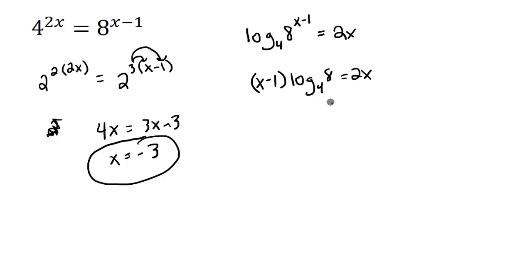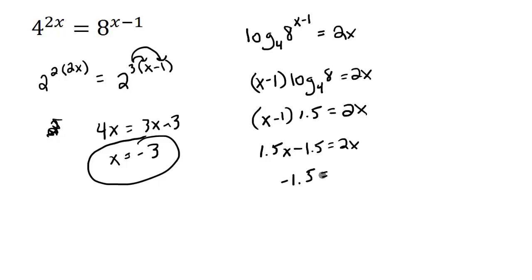Then the next step would be to evaluate log base 4 of 8, and it's going to be 1.5. So I would have x minus 1 times 1.5, which would equal 2x. Then I have to distribute this number with this binomial. So we'd have 1.5x minus 1.5 equals 2x. Then I'd solve this, and I'd get an answer of x equals negative 3. We can subtract 1.5x from both sides, and we'd be left with negative 1.5 equals 0.5x.